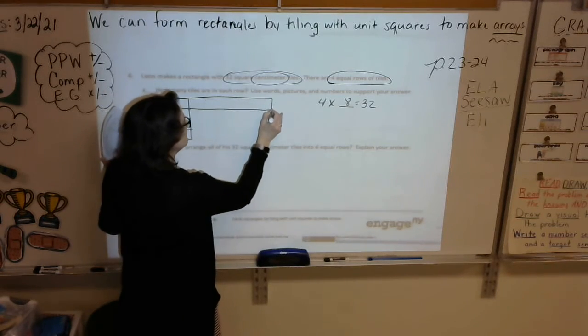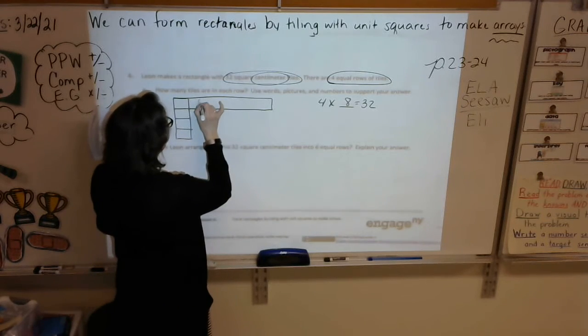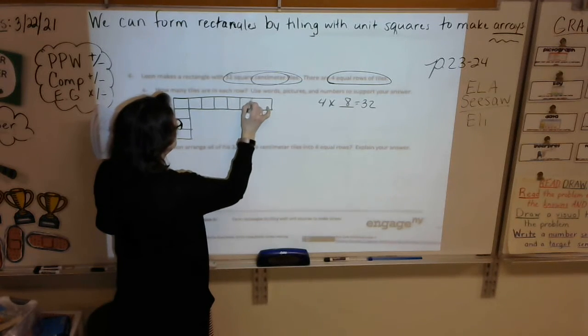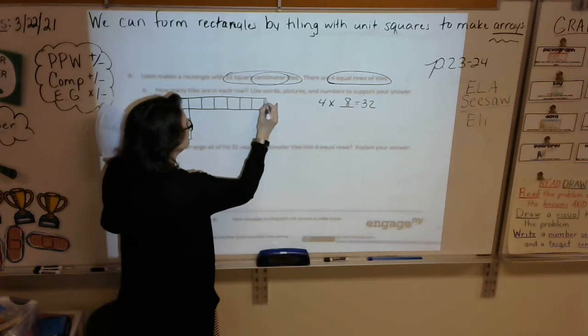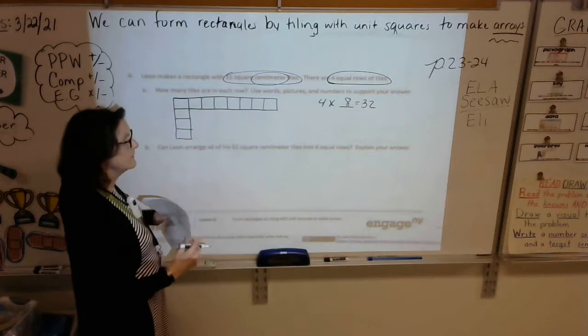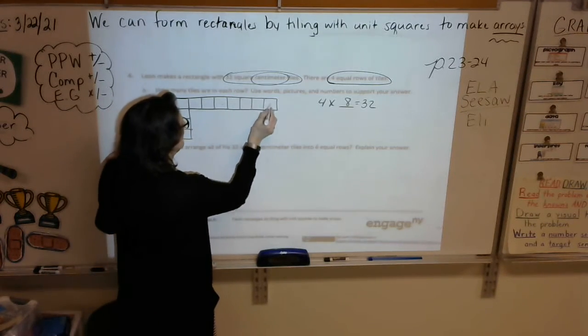And remember, if you don't get it right the first time, you can always erase. You can add, make your rectangle a little longer. So I've got 2 tiles, 3 tiles, 4 tiles, 5 tiles, 6 tiles, 7 tiles, and I don't like how small that last one is, so I'm going to make it a little bigger. Now, I'm going to count that just to make sure I have 8. 1, 2, 3, 4, 5, 6, 7, 8. I do.